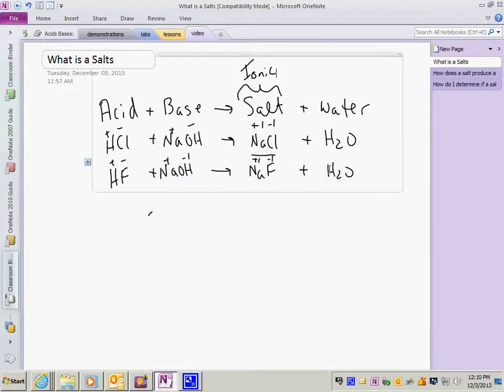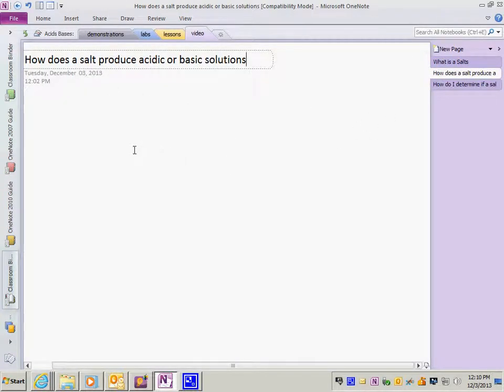But anyways, next thing is, how does a salt produce acidic or basic solutions? So, for example, is NaCl an acid? Is it a base? Or is it neutral? Or let's say NaF. Is it acidic? Is it basic? Or is it neutral? I'll walk through a couple things here, and some of it gets a little more in depth than others. I'll try to clarify which stuff is the most important.